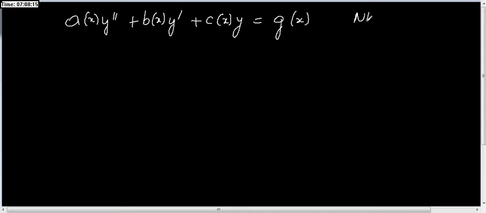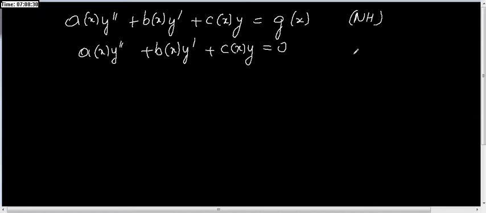So this is the non-homogeneous equation, and we can write the corresponding linear homogeneous equation, which is a(x) y'' + b(x) y' + c(x) y = 0. This is the homogeneous equation. Now, the general solution of the non-homogeneous equation will have the form y = yc + yp, where yc is the solution of the homogeneous equation and yp is the particular solution.